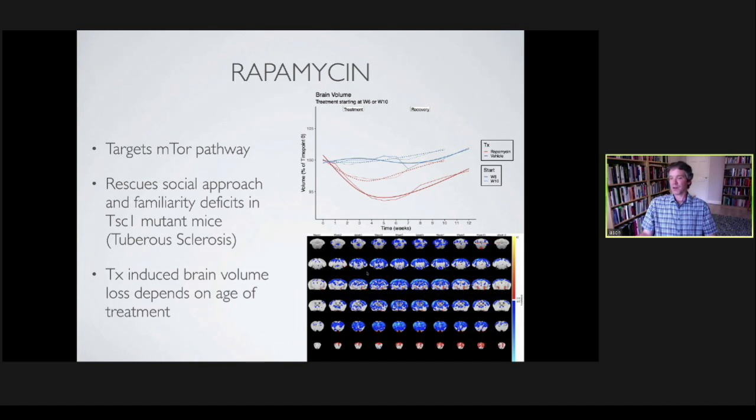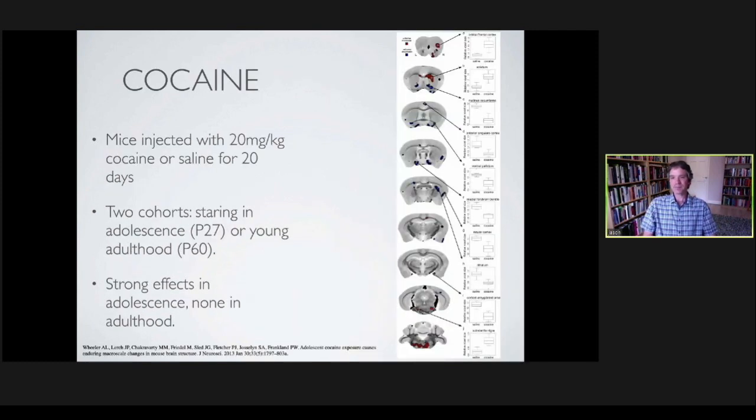And this is just where the effect occurs at the week 6 time point, showing that it's predominantly cortical and striatal effect that you see. So again, evidence that the effect on brain structure is dependent on when the intervention begins. So we saw that with enrichment, we saw that with the radiation, we see that with this particular drug treatment.